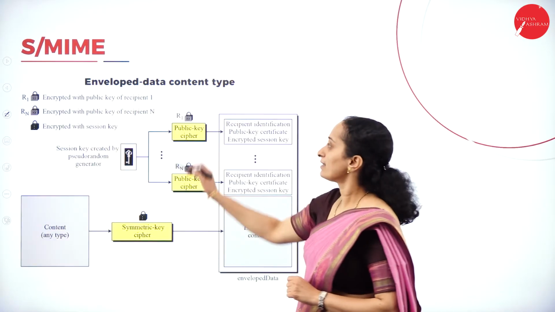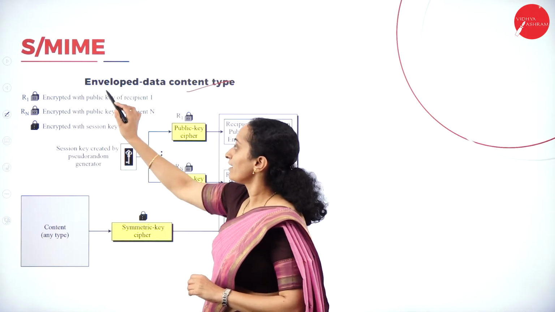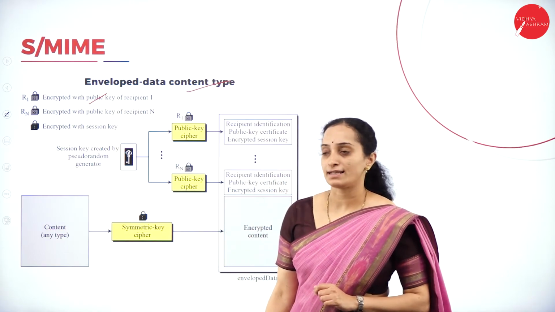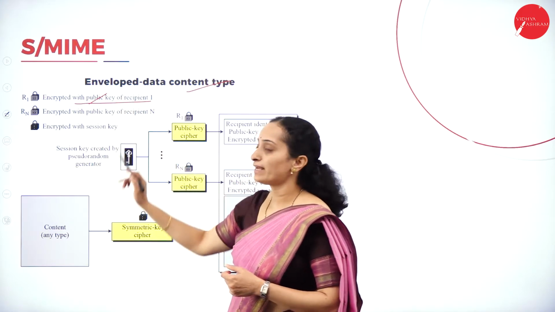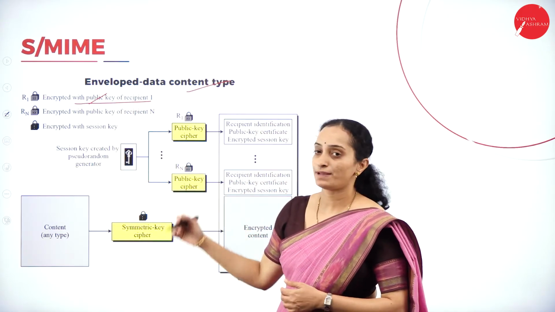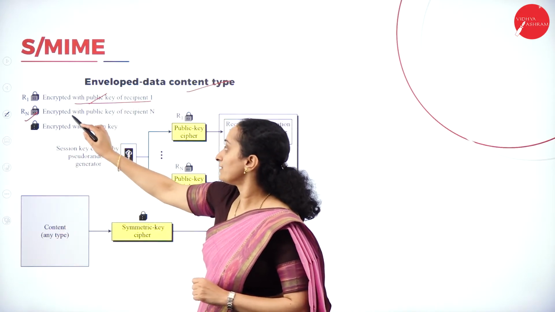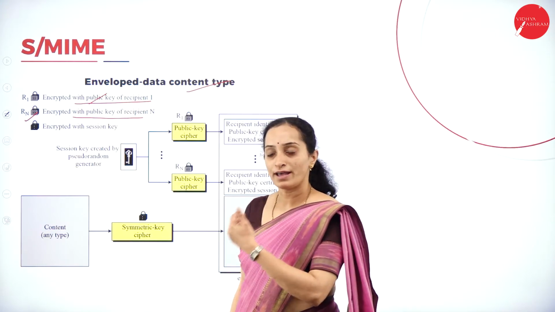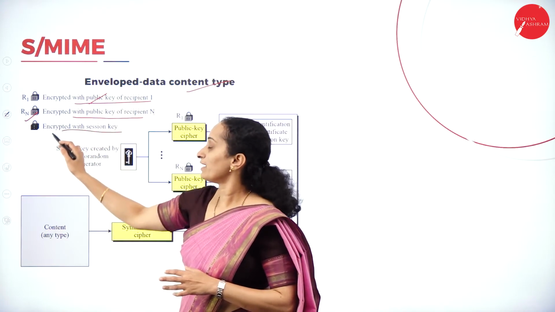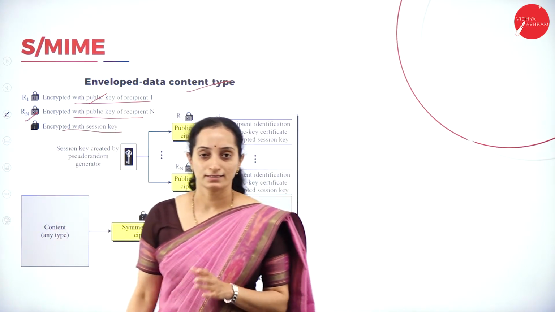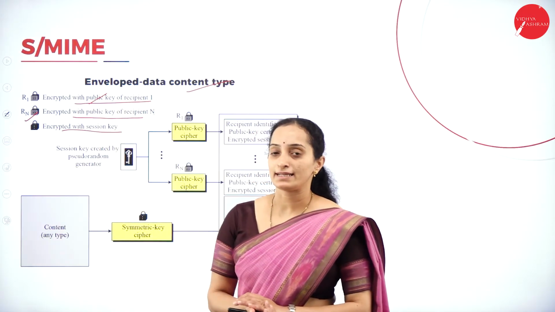Now we have another type, that is enveloped data content type. So here in enveloped data content type we have the packet encrypted with public key of recipient 1. This is with the recipient part. Then we have another packet encrypted with public key of the recipient n. We have two recipients, 1 and n, and we have an encrypted session key with encryption. Okay, so we have the enveloped data content type.